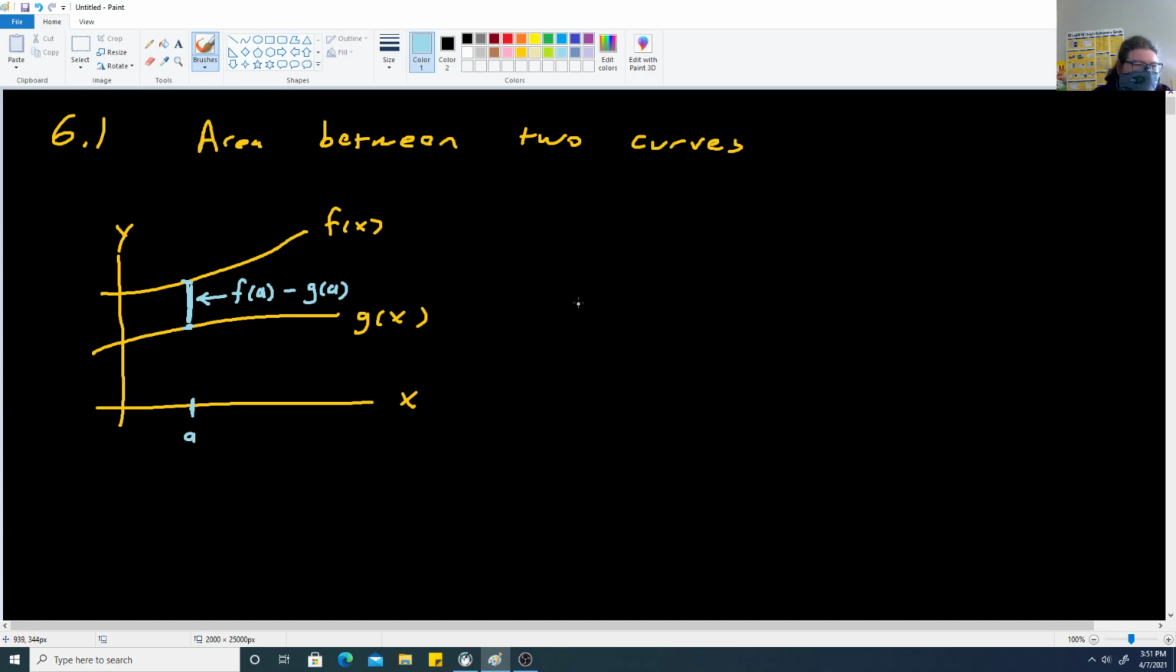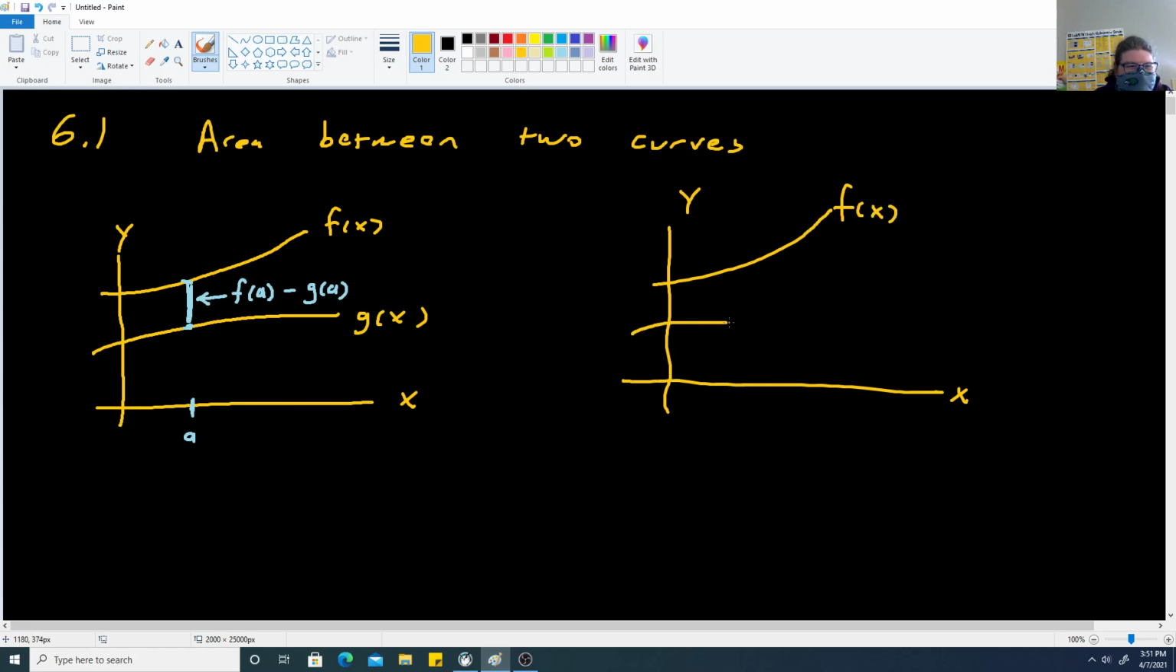This idea can be extended. Let's say we have two curves again. Here's y, here's x. Here's f of x up here and here's g of x down here. And we wanted to find the area between these two curves, say from A up to B. So we wanted to find what is all of the area in between these two.